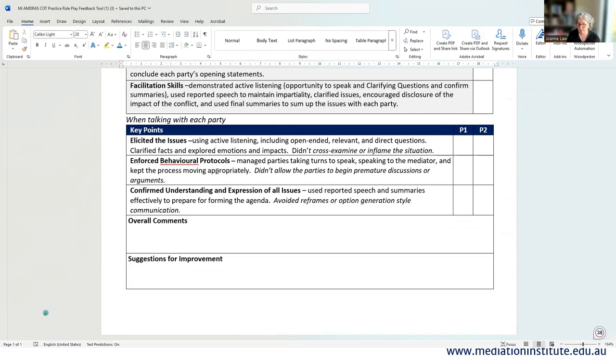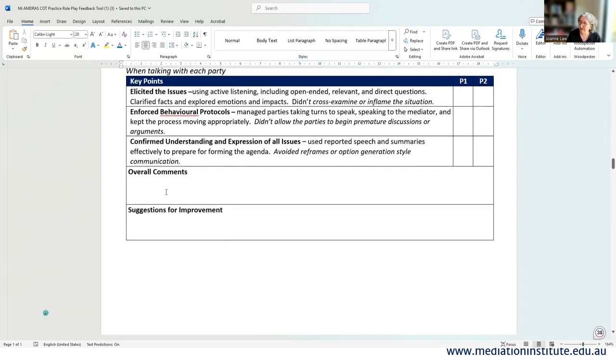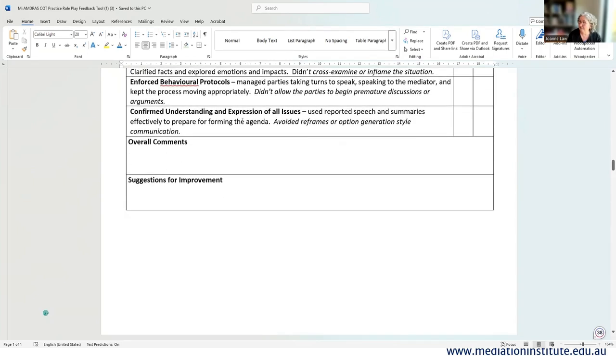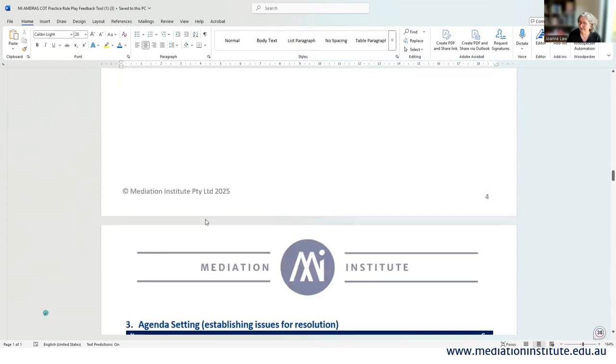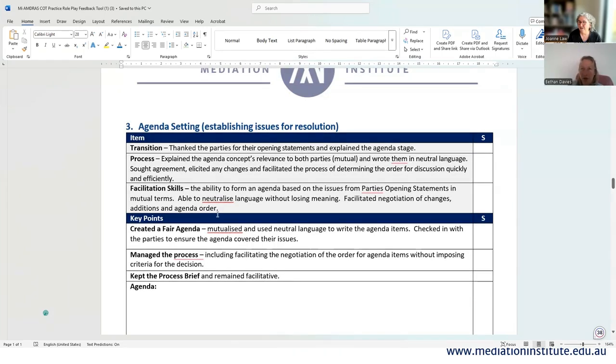So we don't want to, you might think, oh, they're talking, so it's all good. No, we don't want them to be talking directly at the moment. We want to keep the process flowing until we're ready to move on to forming the agenda and those reporting speech and summaries. You have heard a lot of the things before in the pre-mediation, but it's a chance for them to hear each other as well.